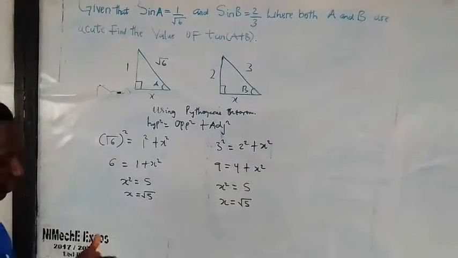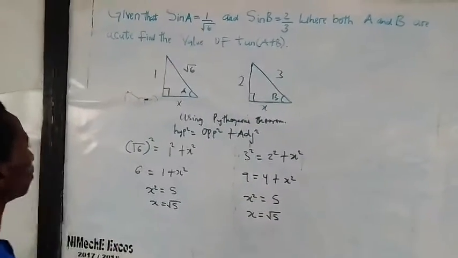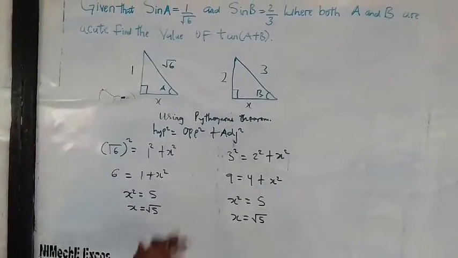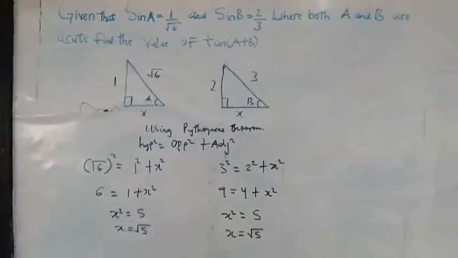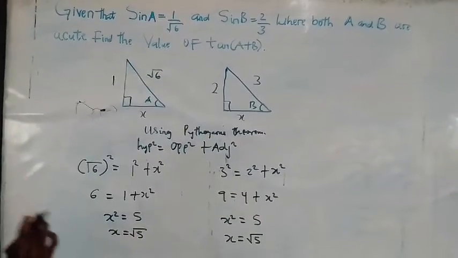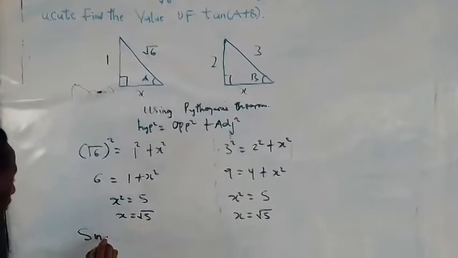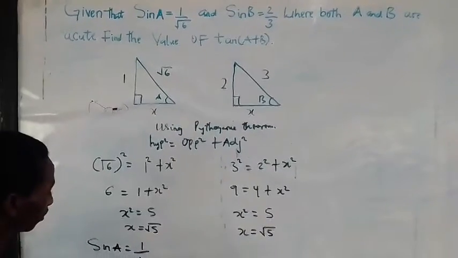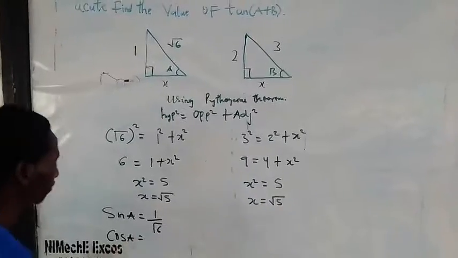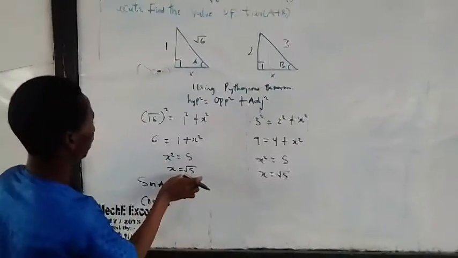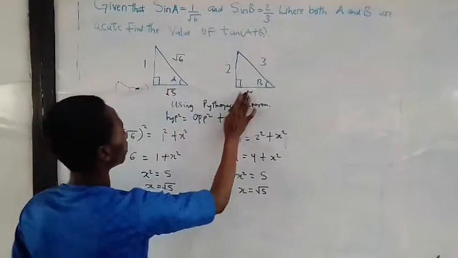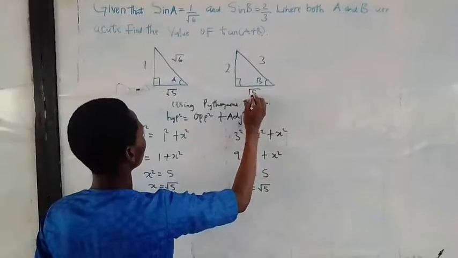So before we can look for tan(A + B), we have to look for all our trigonometry ratios for the acute angle of A and the acute angle of B. As you know, the trigonometry ratio of sine is being given, which is sine A is equal to 1 over root 6. Our cos A also, we are going to look for it. We have already gotten our x as root 5 here. Same thing, root 5 here.